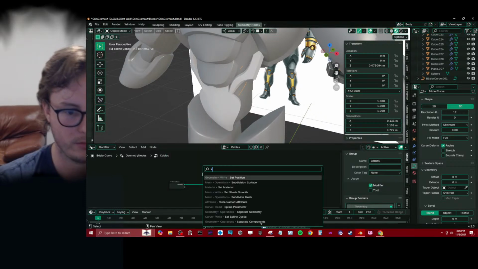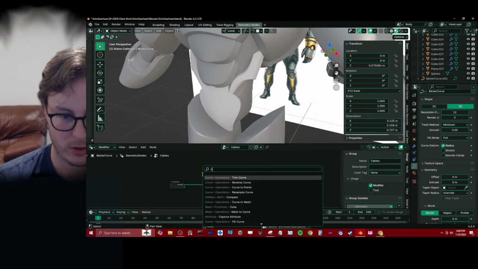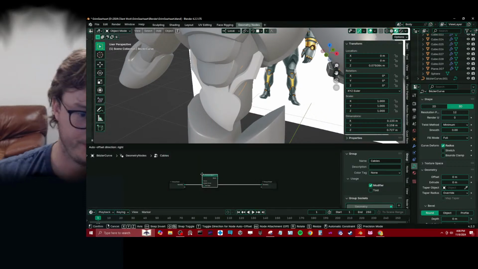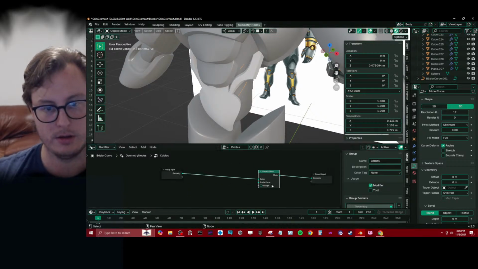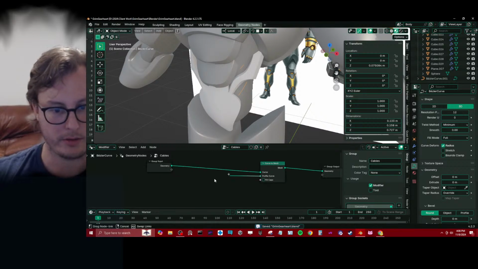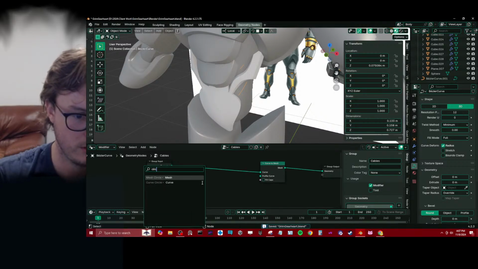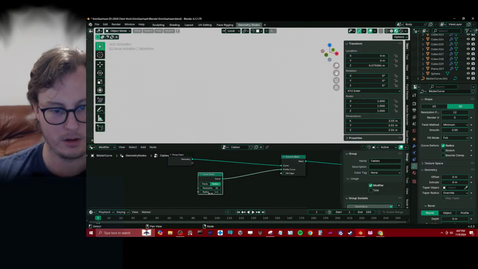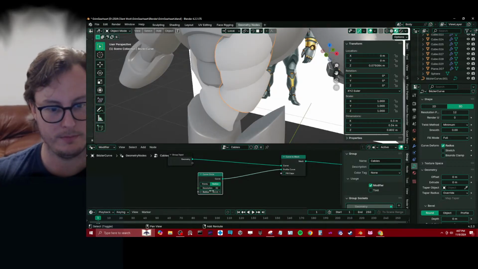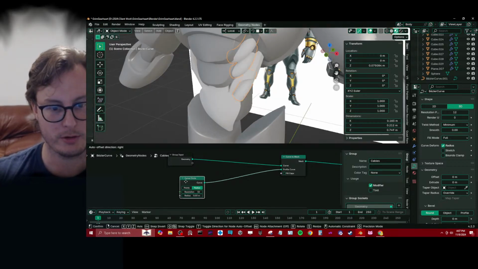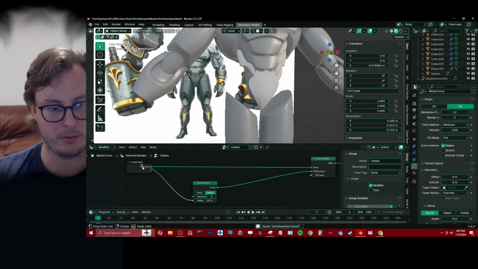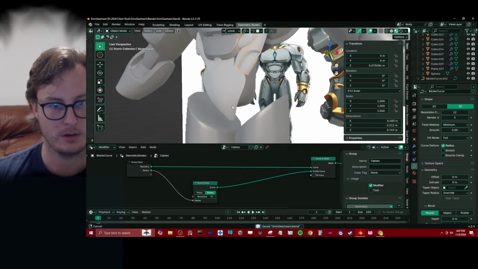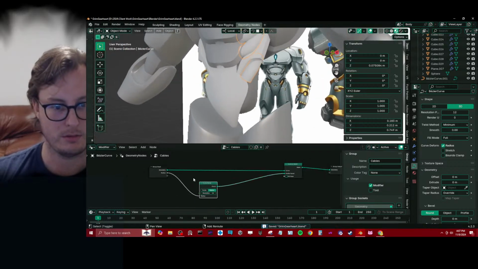And we want to do curve to mesh. And we'll give it a profile, which is a circle. Circle, 0.1. Sure. 0.03 for our input. And resample.